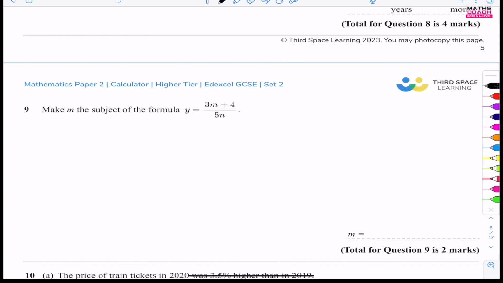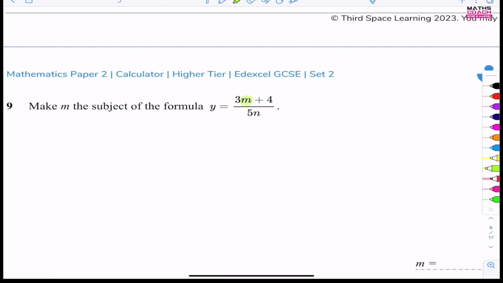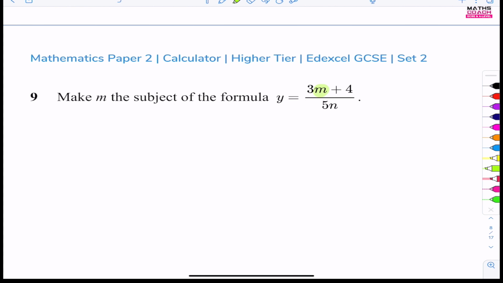Make m the subject of the formula. Y is equal to 3m plus 4 over 5n. All right, so what do we want to make the subject? Let's go and highlight that. So m, we want m on its own. Just like right now we have y on its own, we want to make m on its own.